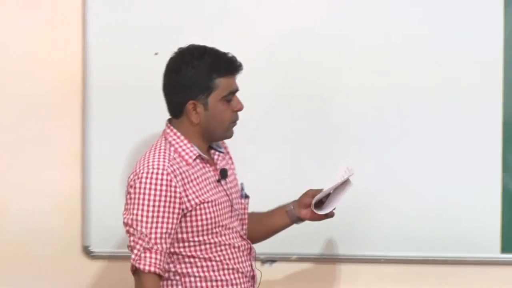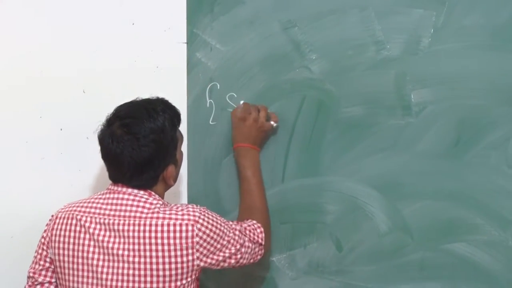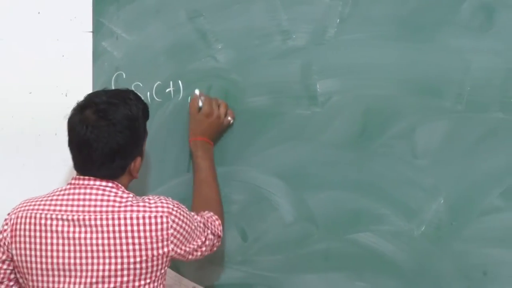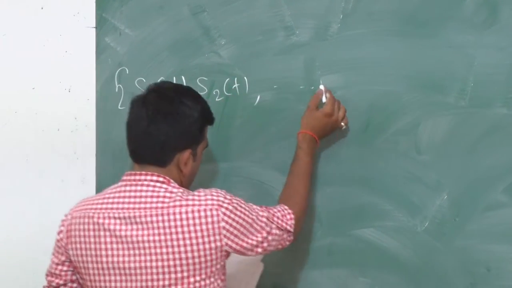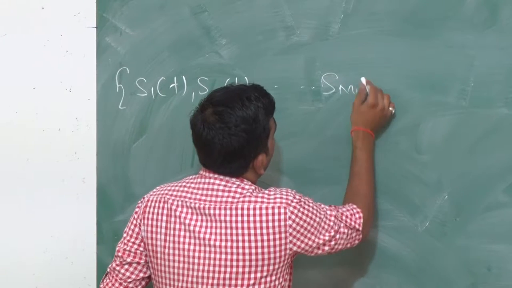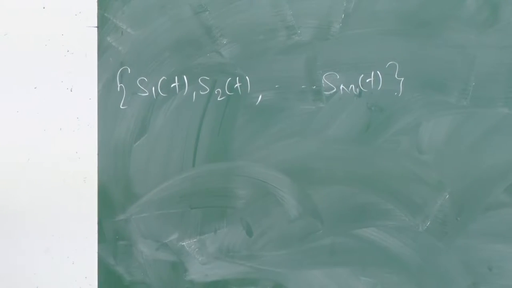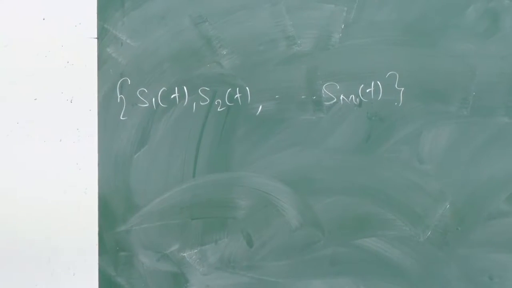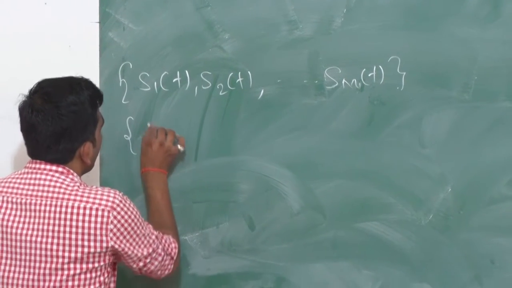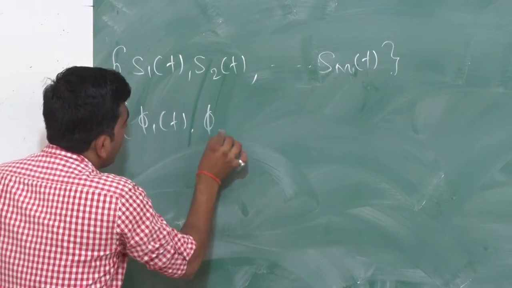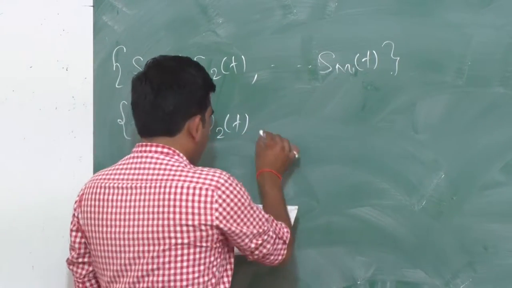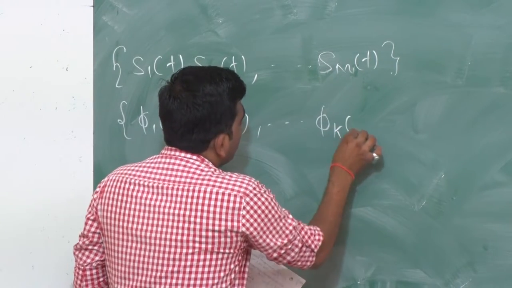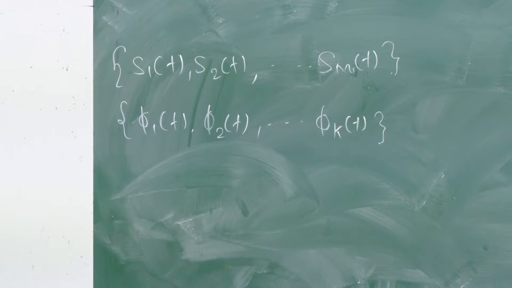Consider the signal set with values s1 of t, s2 of t up to sm of t. Find the orthogonal basis function for this signal set: phi 1 of t, phi 2 of t up to phi k of t. Here k is less than or equal to capital M.